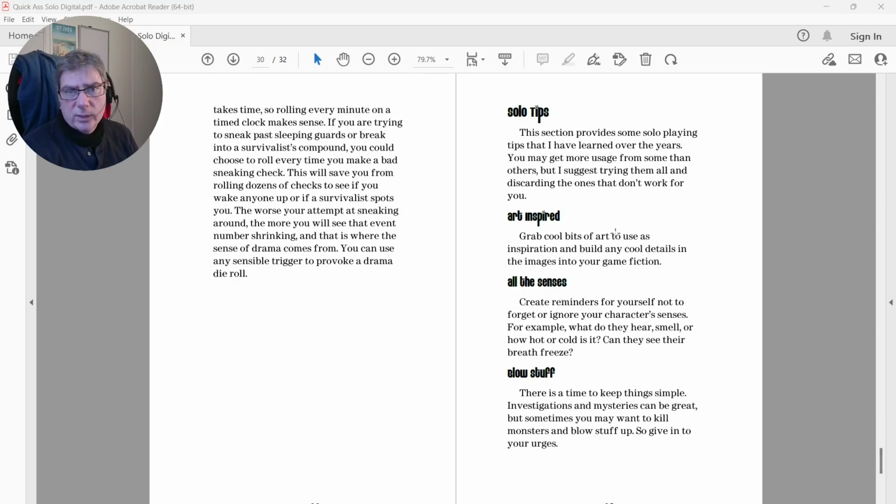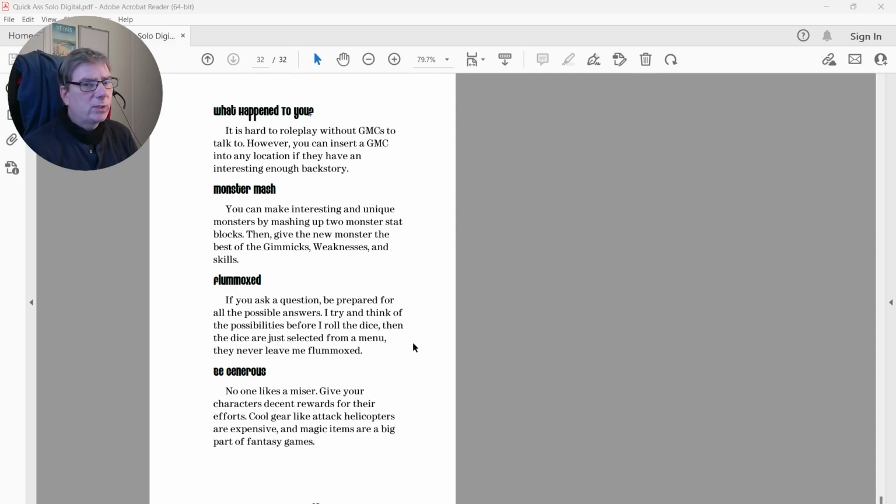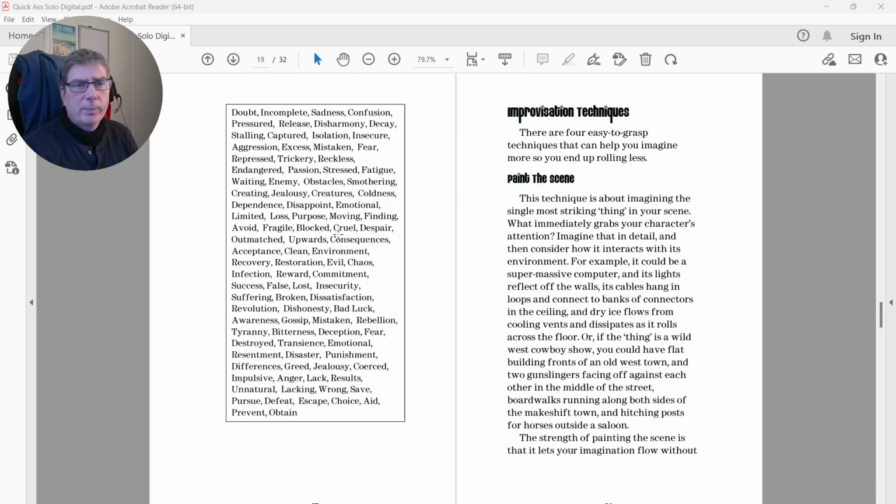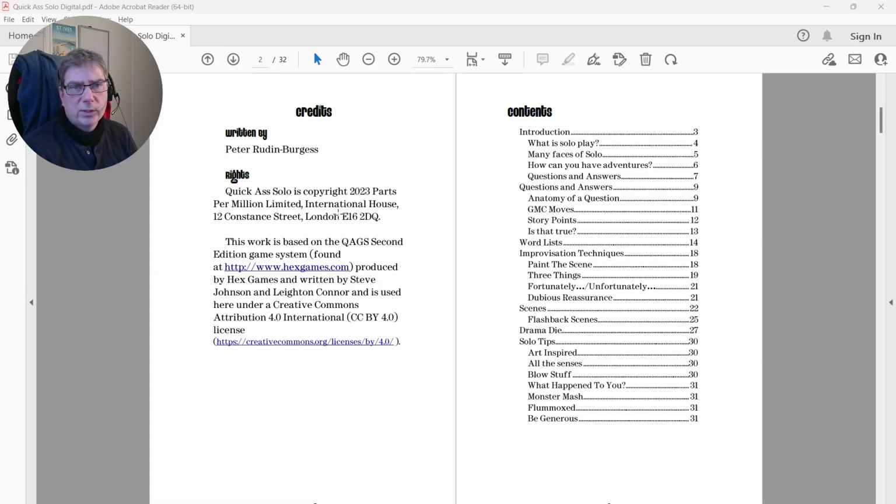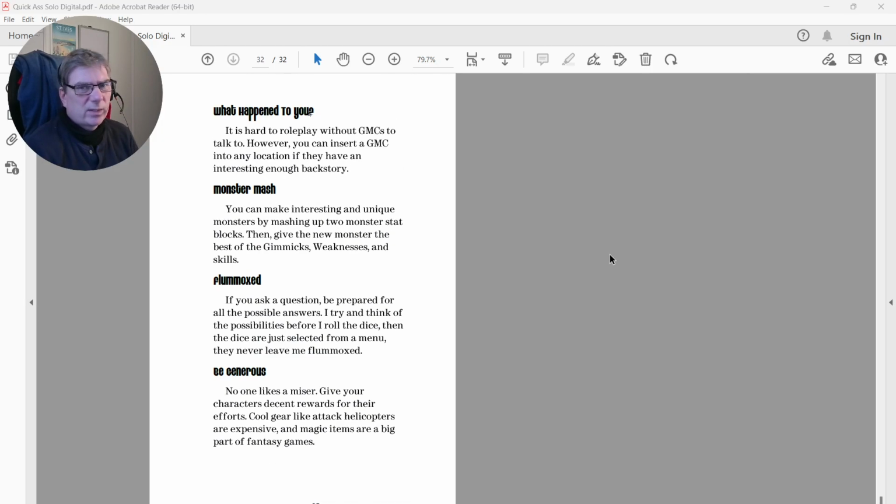And then I've got this solo tips section at the back. There's a couple of pages of tips which I think could help out your games. So there you go. It claims 32 pages, but 1 page is the cover, 1 page is credits. So you're really down to 30 pages.